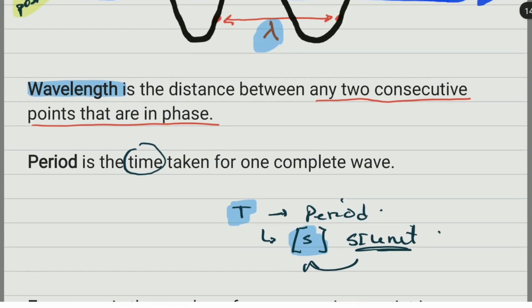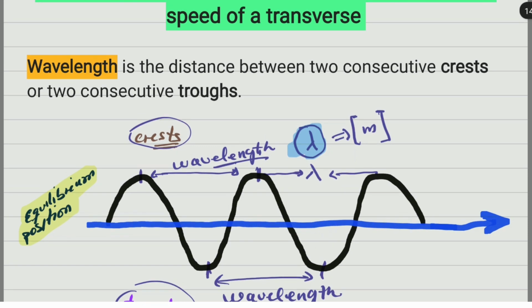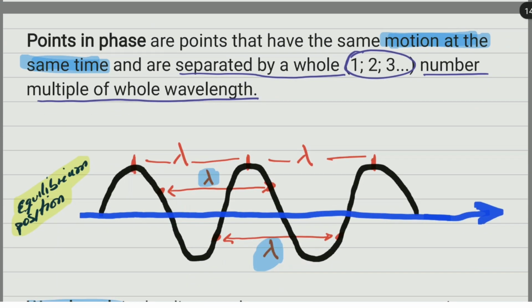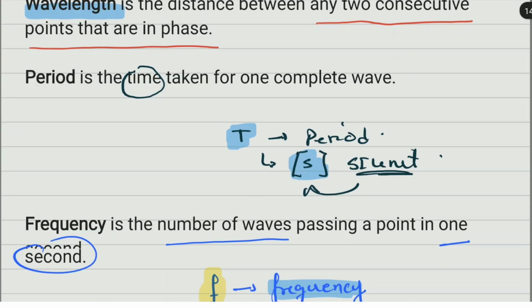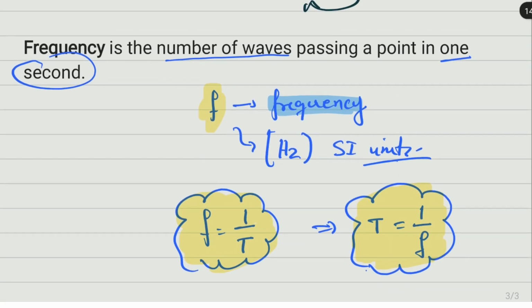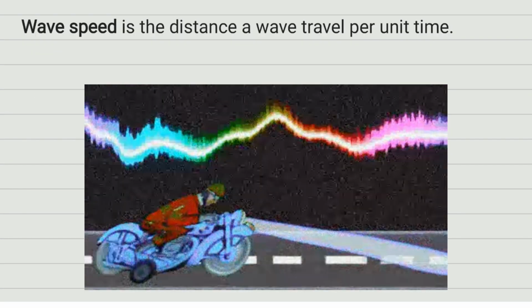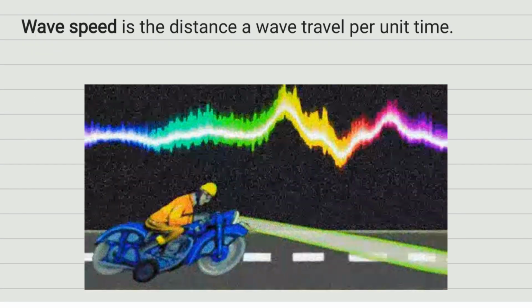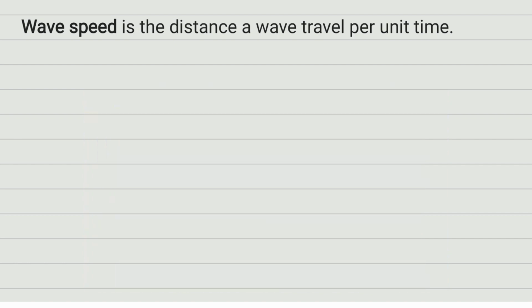So far, to recall quickly, we spoke about wavelength, we spoke about points in phase. Now we're speaking about period and frequency, and we're going to be speaking about the last concept, which is speed of the wave. So the last definition is wave speed, and this is the distance a wave travels per unit time. How far one wave travels in how long. That is what we're speaking about.